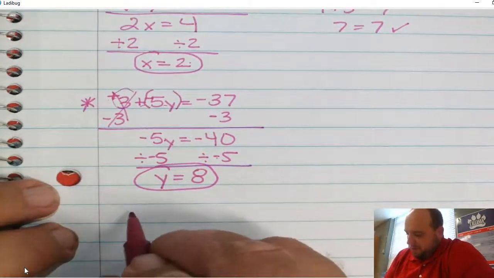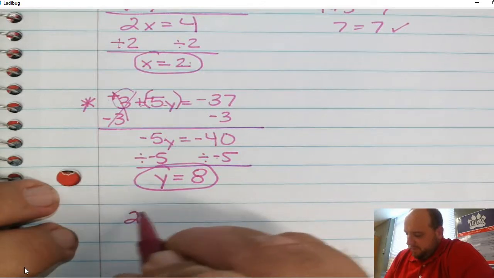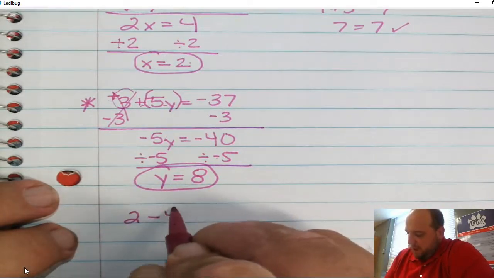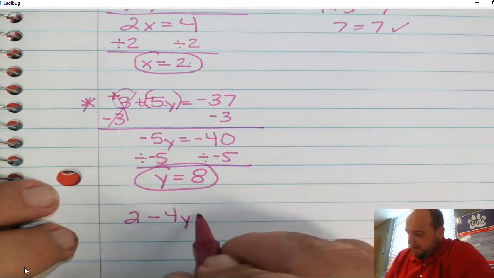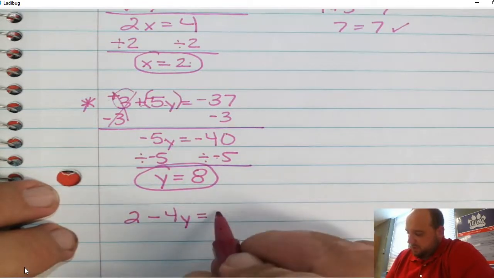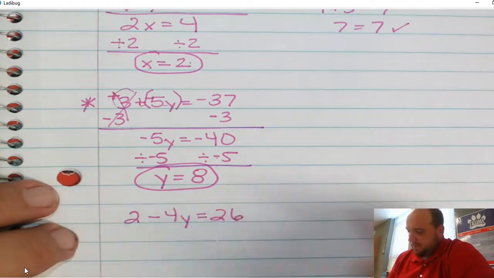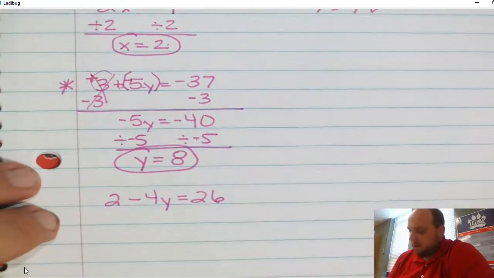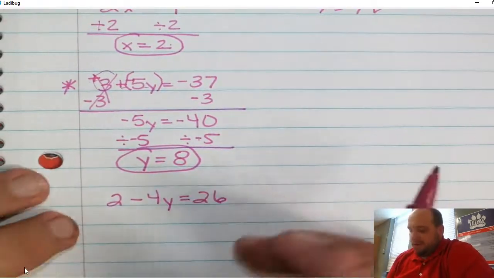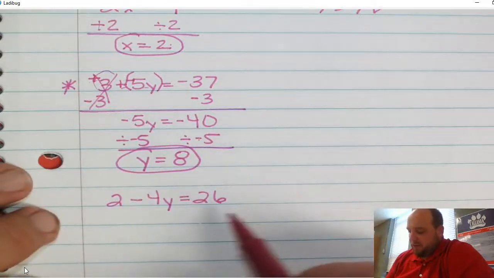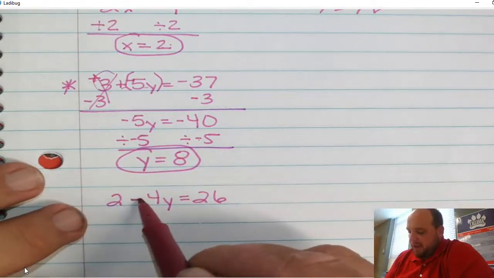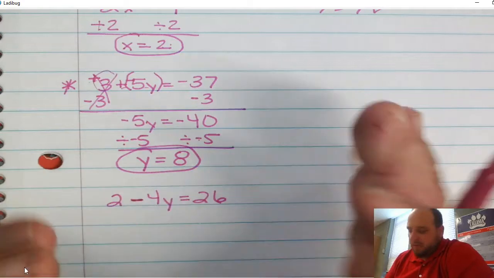So I'm going to go 2 minus 4y equals 26. Okay? So again, another way to maybe do this one is know that this minus sign is actually joined with the 4y, and those are kind of joined together.